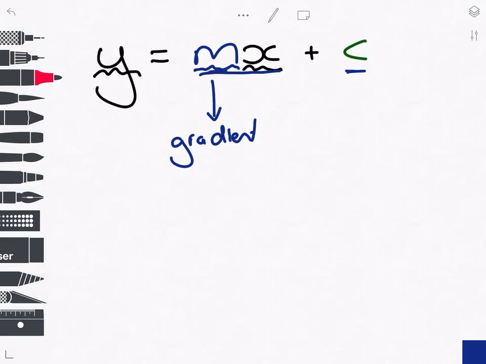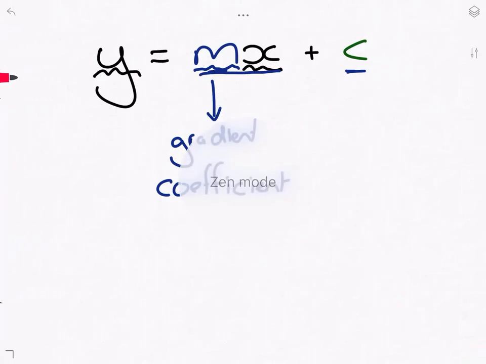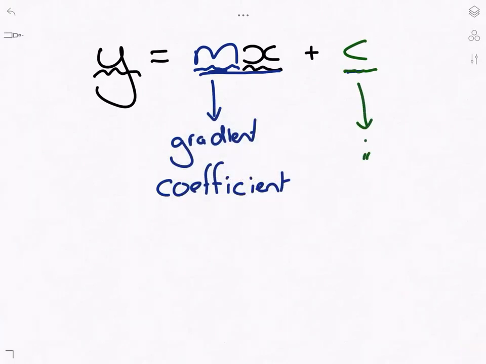When it's next to the x, we call it the coefficient. If you remember that, coefficient. How do you spell it? Yep, there you go. Coefficient of x. And then we have this c, which we haven't really talked about, but this is the intercept. It doesn't really talk about it much in the book, but I'm going to want you to work out the intercept as well, because it's good practice for future, and it's not too hard.